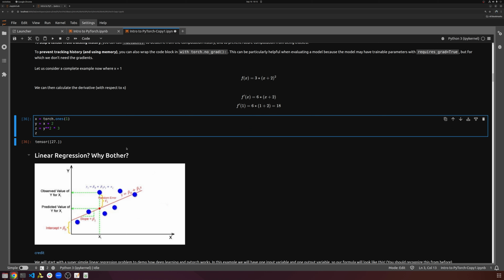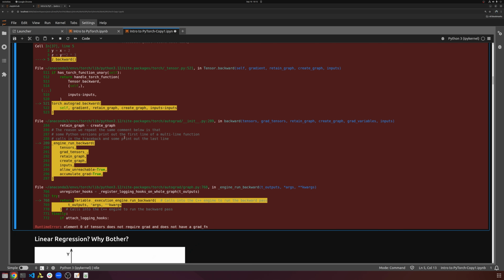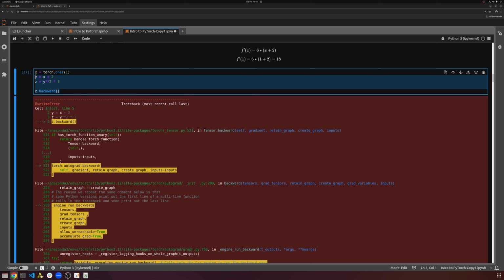Now what we want to do is compute the derivative, right? So if we try to compute the derivative now, we're going to see a runtime error, right? It's saying elements of tensor do not require grad and do not have a grad function. So basically, in this implementation, there's no logic currently. PyTorch hasn't started doing that automatic differentiation and gradient tracking and all that just yet.